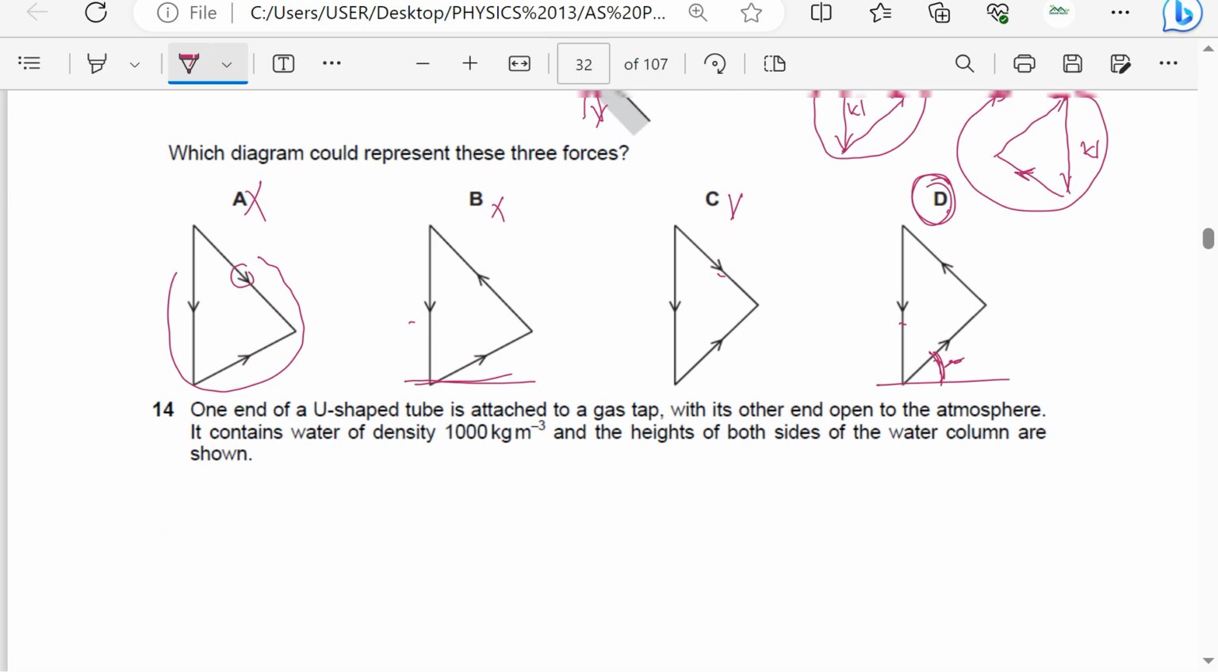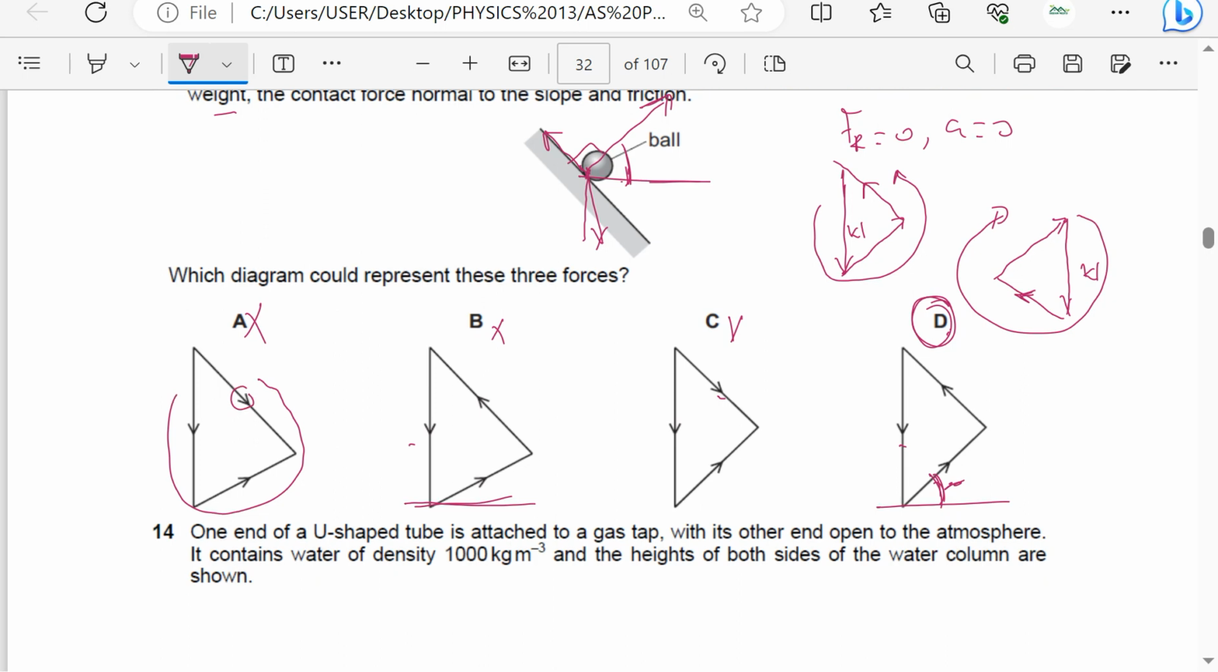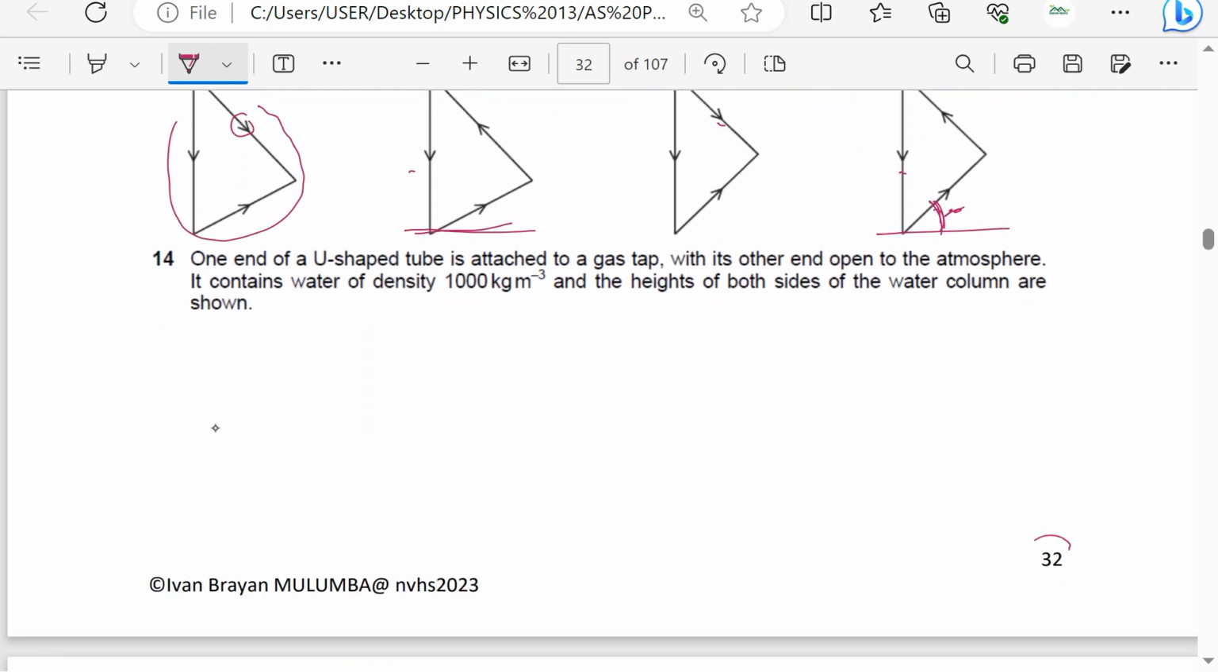Okay, so I think that should be the end of part 4. We shall begin from page 32 with this particular question here.